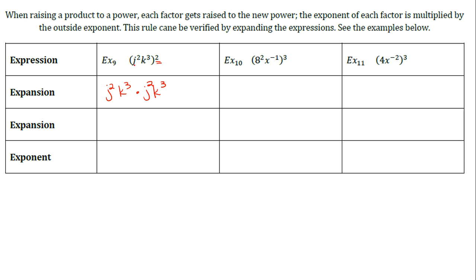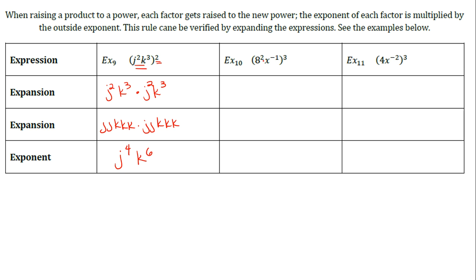So I have 2 of these factors. Now we're going to expand. And then once we put it all together, we have j to the 4th power times k to the 6th power.